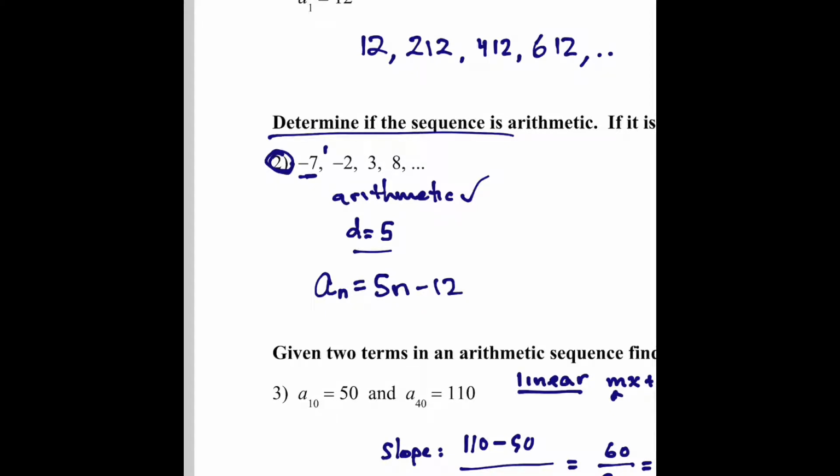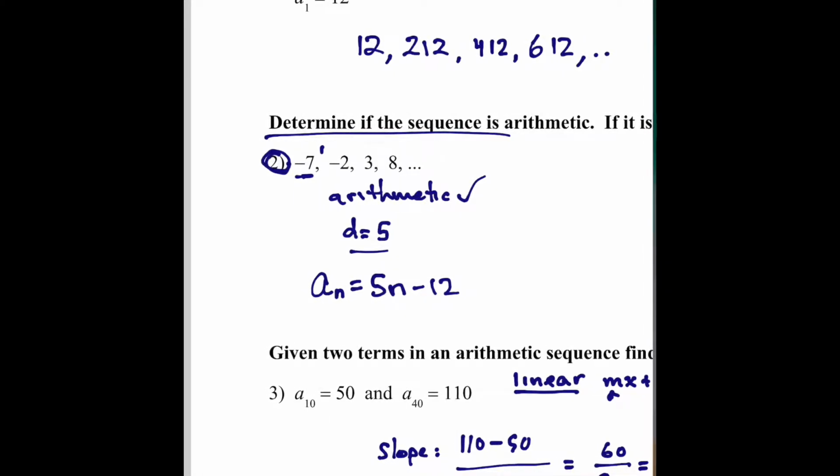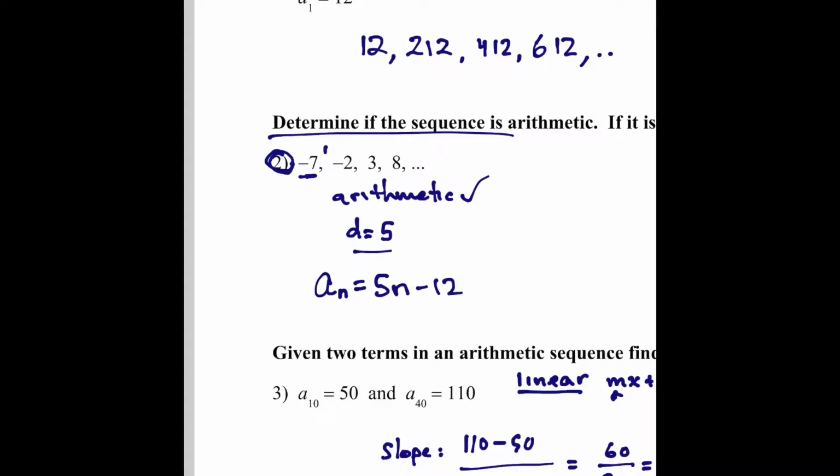And remember what I suggested? Anytime you create an nth term formula, you test it. According to this, our first term should be negative 7. If I plug in 1 for n, I get 5 minus 12, which is negative 7. My second term should be negative 2. So if I plug in a 2 for n, 5 times 2 is 10 minus 12, which is negative 2. Always check your nth term formula, make sure it's the right one.